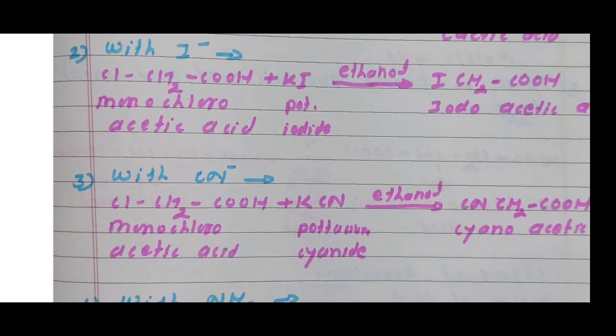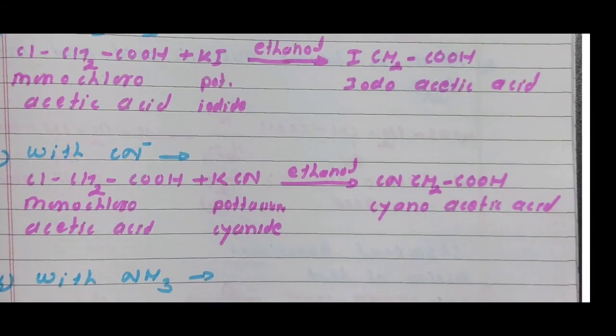Then the third reaction, with cyanide, that is CN minus. When monochloroacetic acid is treated with potassium cyanide, KCN, in ethanol, cyanoacetic acid is formed. Means Cl is replaced by the CN group, or Cl is substituted by the CN group, forming cyanoacetic acid. This is the third substitution reaction of monochloroacetic acid, that is chlorine is replaced by the cyanide group.